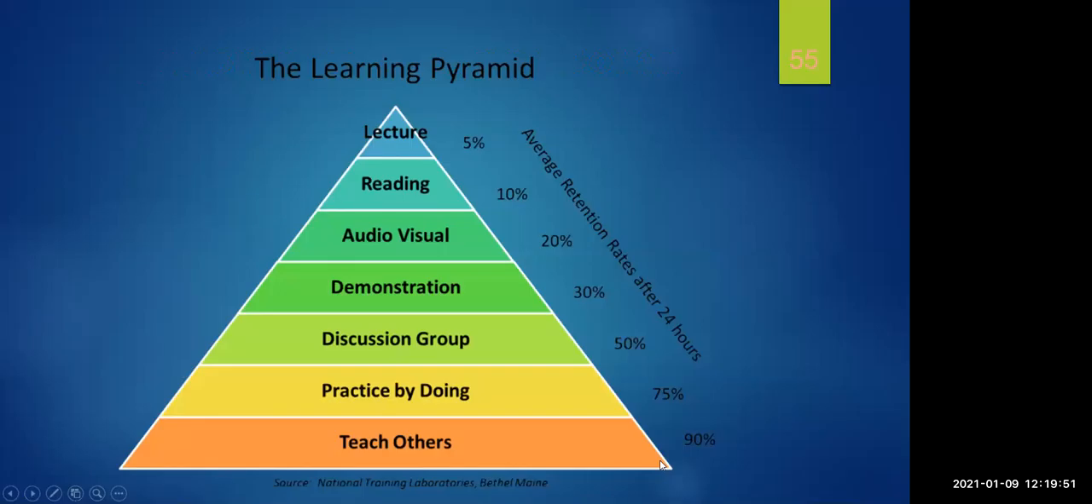And lastly, I want to say that this is a learning level. When you lecture, the students learn only 5%. When they read it, 10%. With audiovisual, 20% retention. When they practically see a demonstration, 30% retention. If they do group discussion, 50% of the knowledge they gain will be remembered. Practice by doing gives 75%. When you teach others, it becomes 90%.